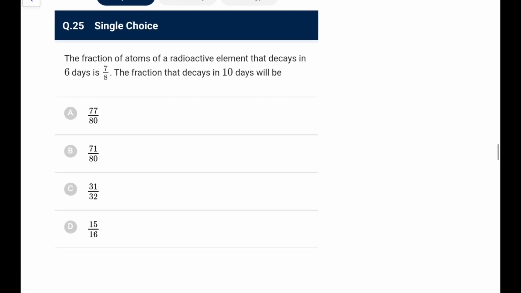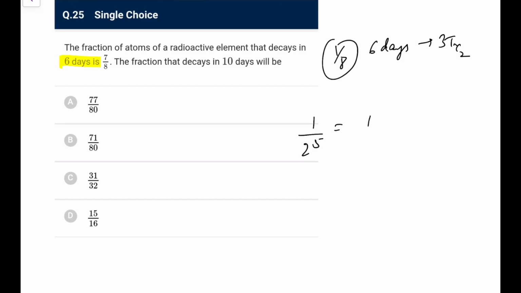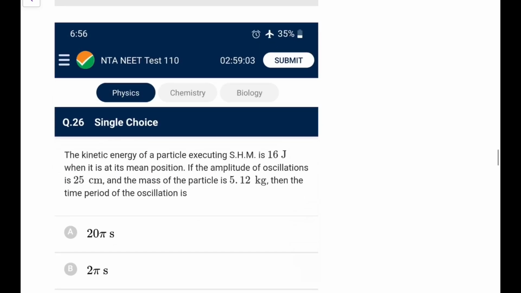Next one. The fraction of atoms in a radioactive element that decays in 6 days is 7 by 8. So 7 by 8 decays in 6 days, that means 1 by 8 remains after 6 days. So 1 by 8 is basically 3 t half, so t half is 2 days. So the fraction that decays in 10 days: after 10 days the remaining would be 1 upon 2 to the power 5, because 5 half-lives, that is 1 upon 32 would be remaining, so decayed would be 31 by 32. You can go for that.